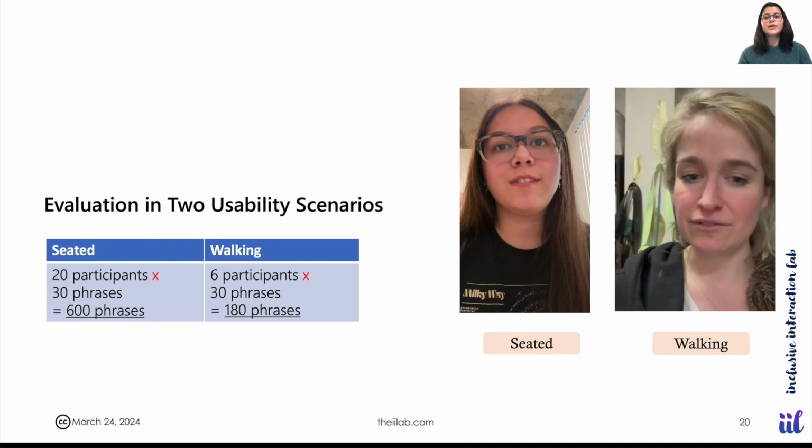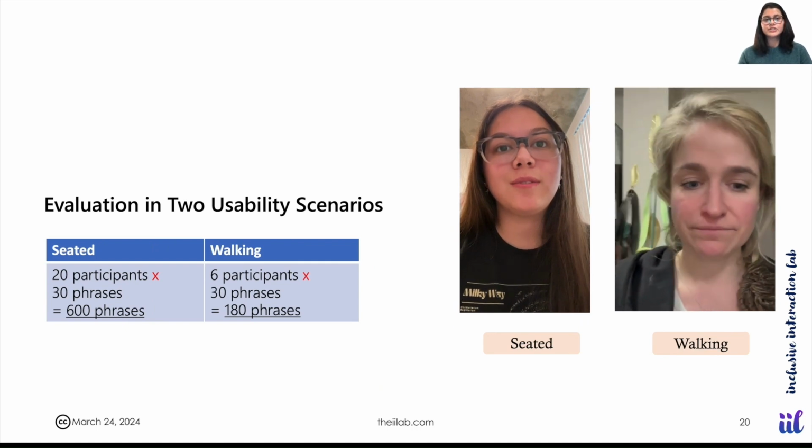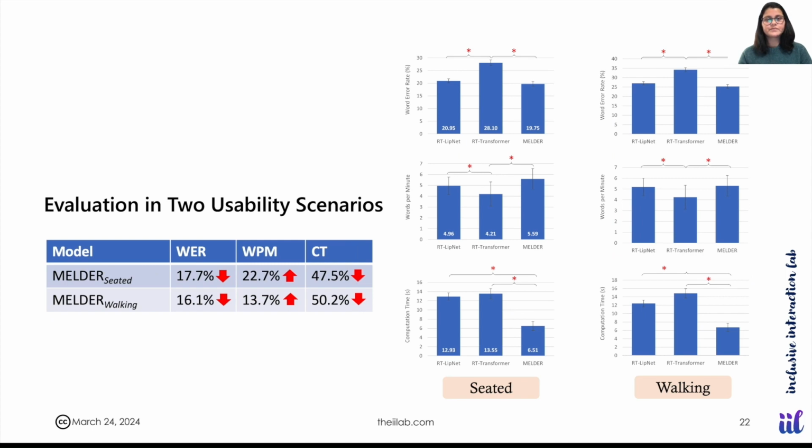Additionally, equipped with a linear slicing function, we compared MELDER with two state-of-the-art silent speech models in two user studies, one in a stationary seated position and another in a mobile setting while walking, to understand its performance in real usability scenarios. In both the seated position and the walking condition, MELDER exhibited superior performance compared to LipNet and Transformer.